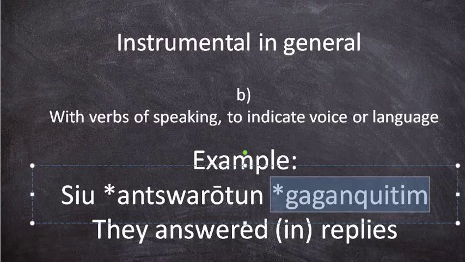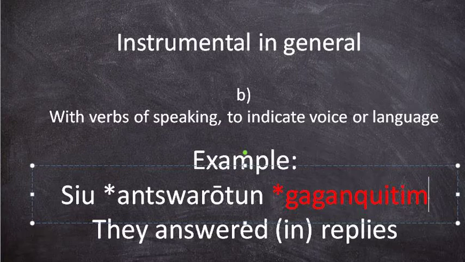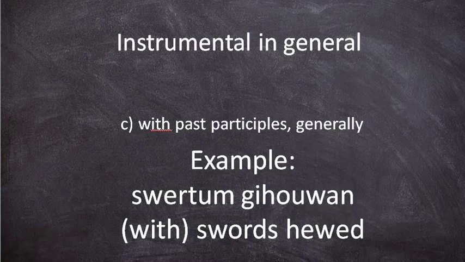So that is our word for replies. Again, this is the plural dative used instrumentally. All right, so moving on. C, essentially the instrumental with past participles generally. So here we have our past participle of gehoan, which as a literal translation into present English would be like hewed, meaning cut. So this was cut, past participle.